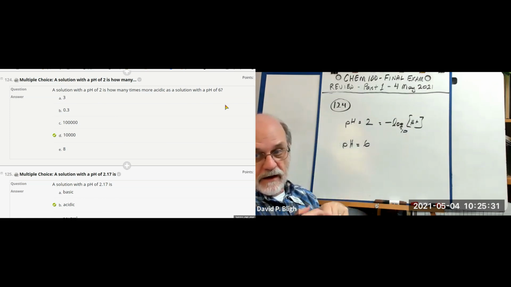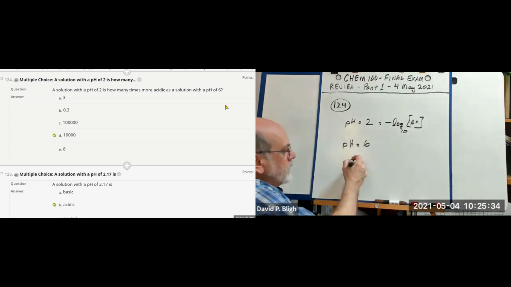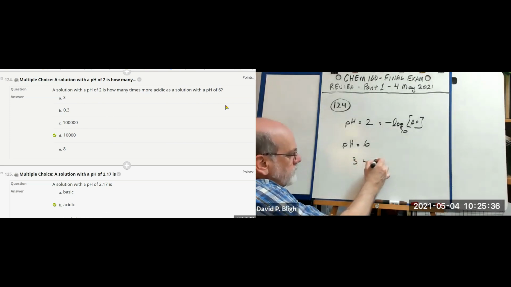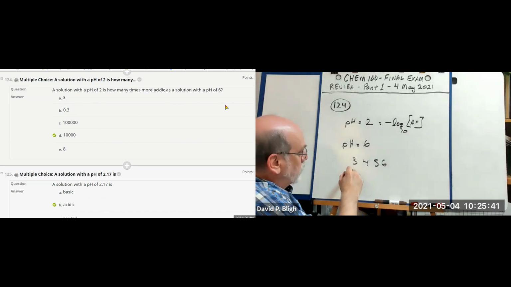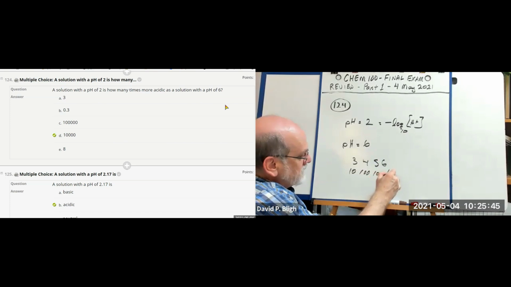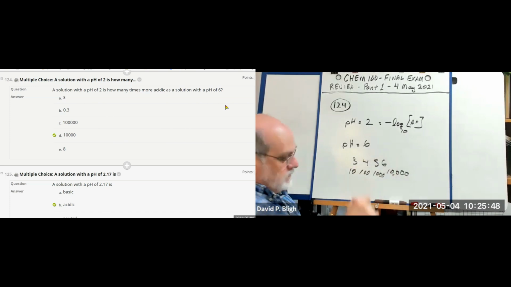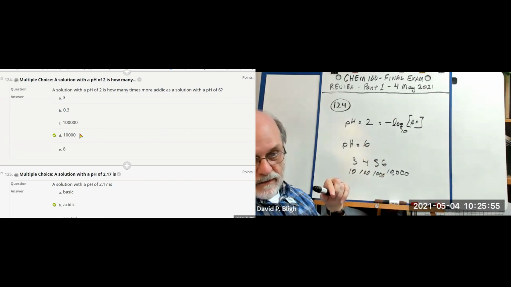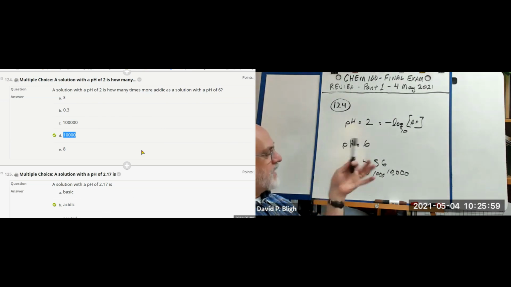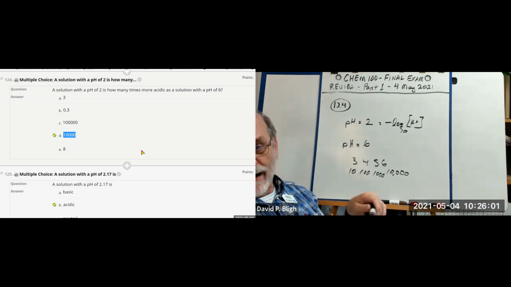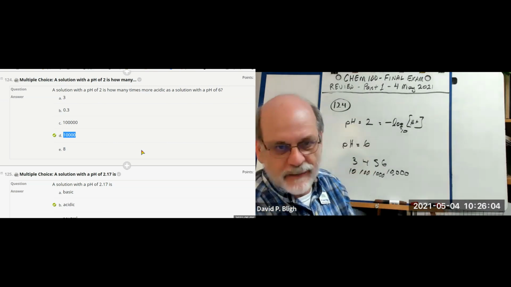10. So how many factors do we go here? Well, 2 to 3 to 4 to 5 to 6, 4 times. So this would be 10 times, this would be 100 times, this would be 1,000 times, this would be 10,000 times. Right? So 10,000 times is the difference right there. Or we could say 10 to the 4th power. It gives you the same answer.